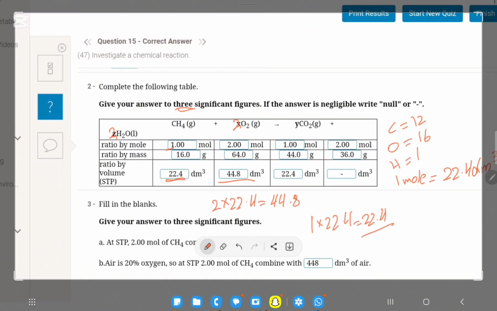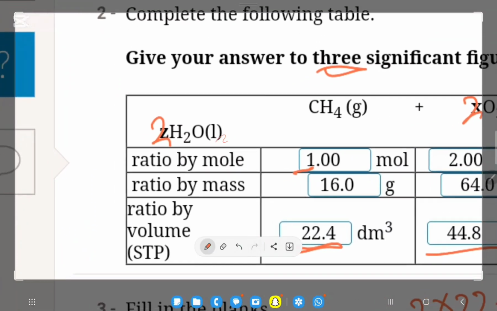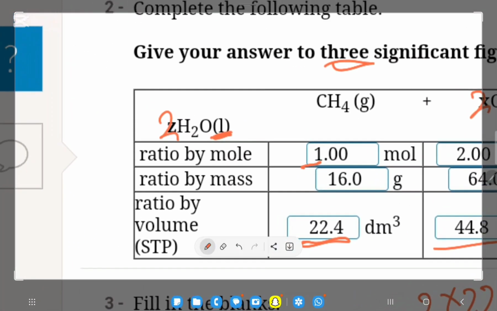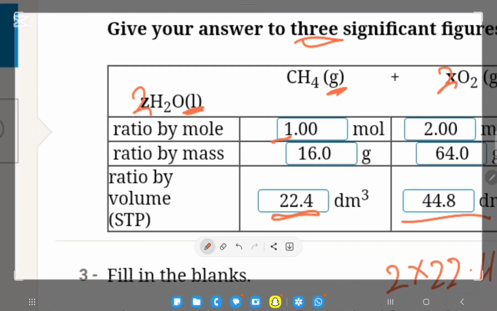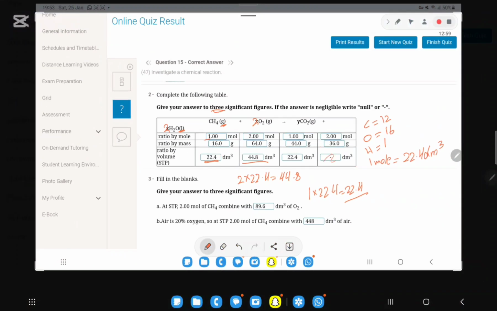Then we have 2H2O, but be careful here, H2O is liquid. Liquid, their volumes are negligible. We only get the volume if it's gas. Liquid, it's negligible, so we put the dash.